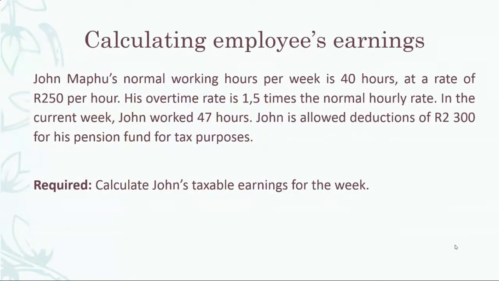Okay, so let's look at how to calculate your employee's earnings. We're going to do a basic example. John Mapusu, normal working hours per week is 40 hours, at a rate of 250 Rand. His overtime rate is 1.5 times the normal hourly working rate. In the current week, John worked 47 hours and John is allowed a deduction of 2,300 for his pension fund for tax purposes. So now they want you to work out the taxable earnings.